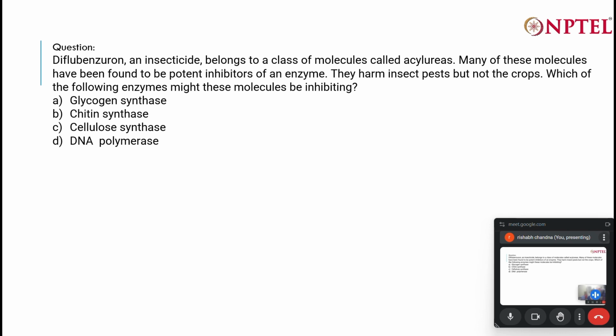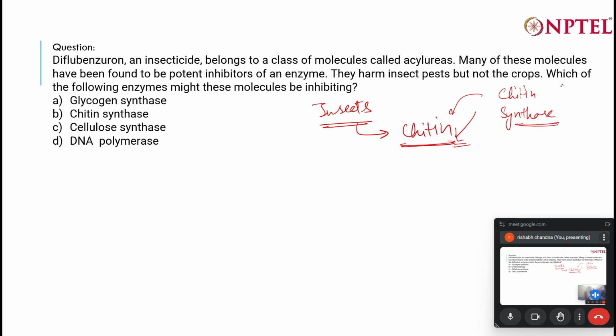Diflubenzuron, an insecticide, belongs to a class of molecules called acyl-ureas. Many of these molecules have been found to be potent inhibitors of an enzyme. They harm insect pests but not the crops. Which of the following enzymes might these molecules be inhibiting? So, as we can see, insects have an outer covering that is made up of chitin. Any of the compounds that we use for inhibiting insect generation directly inhibit the formation of chitin. So in short, the formation of chitin takes place with the enzyme called chitin synthase.